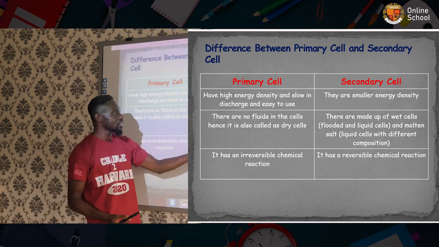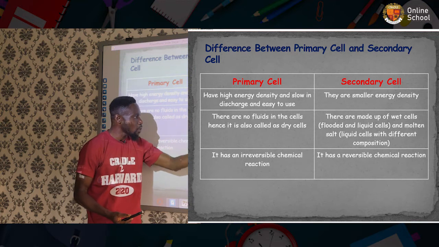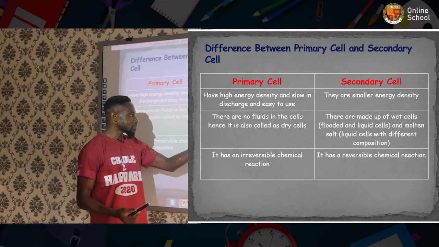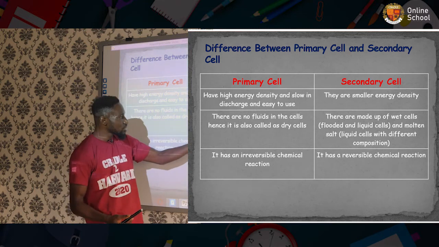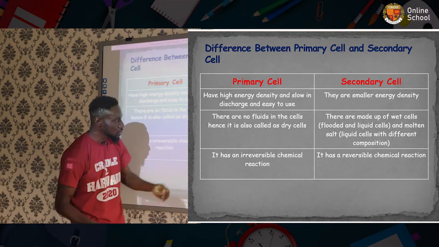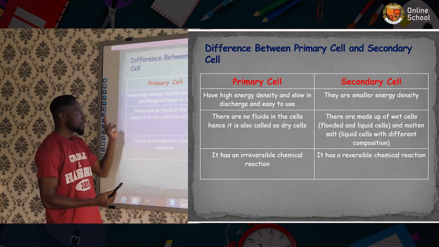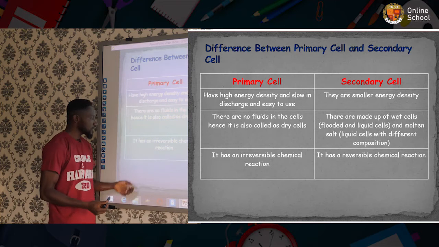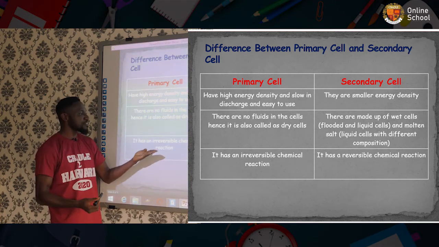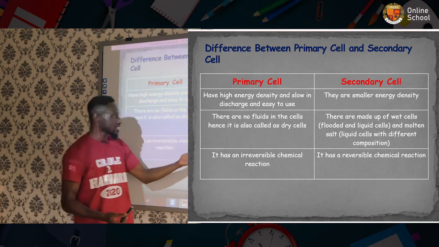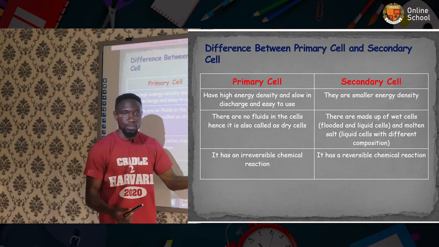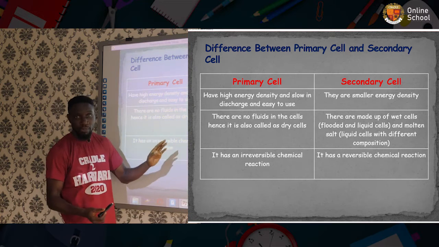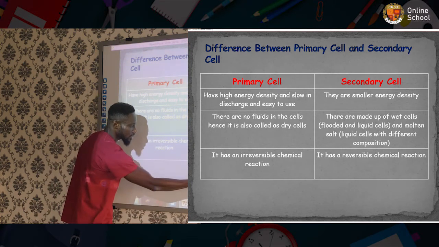While that of the secondary is made up of wet cells. The wet cells are flooded and liquid cells, as well as molten salts. And the molten salts are liquid cells with different composition. So you should always know that while your primary cell is a dry cell, your secondary cell is a wet cell. And finally, the primary cell has an irreversible chemical reaction, whereas the secondary cell has a reversible chemical reaction. So these are the differences between your primary and your secondary cell.